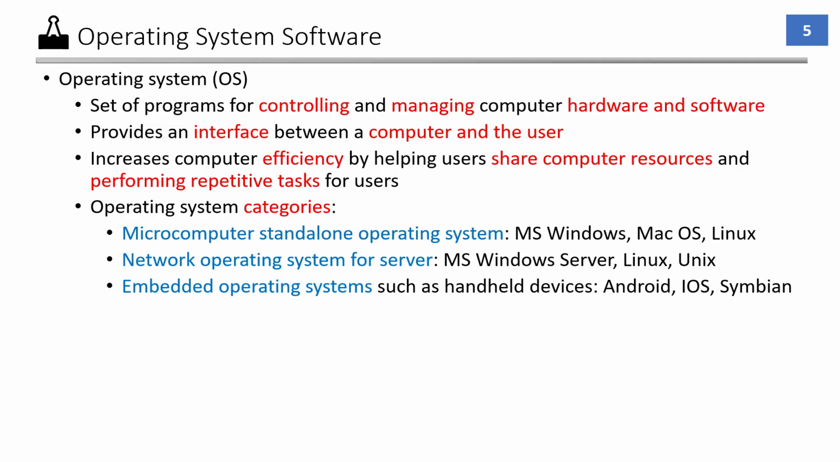A microcomputer standalone operating system is used on personal computers, such as Microsoft Windows, Mac OS, and Linux. A network operating system is used on servers to manage network resources with examples like Windows Server, Linux, and Unix. An embedded operating system is designed for mobile and handheld devices such as Android and iOS.